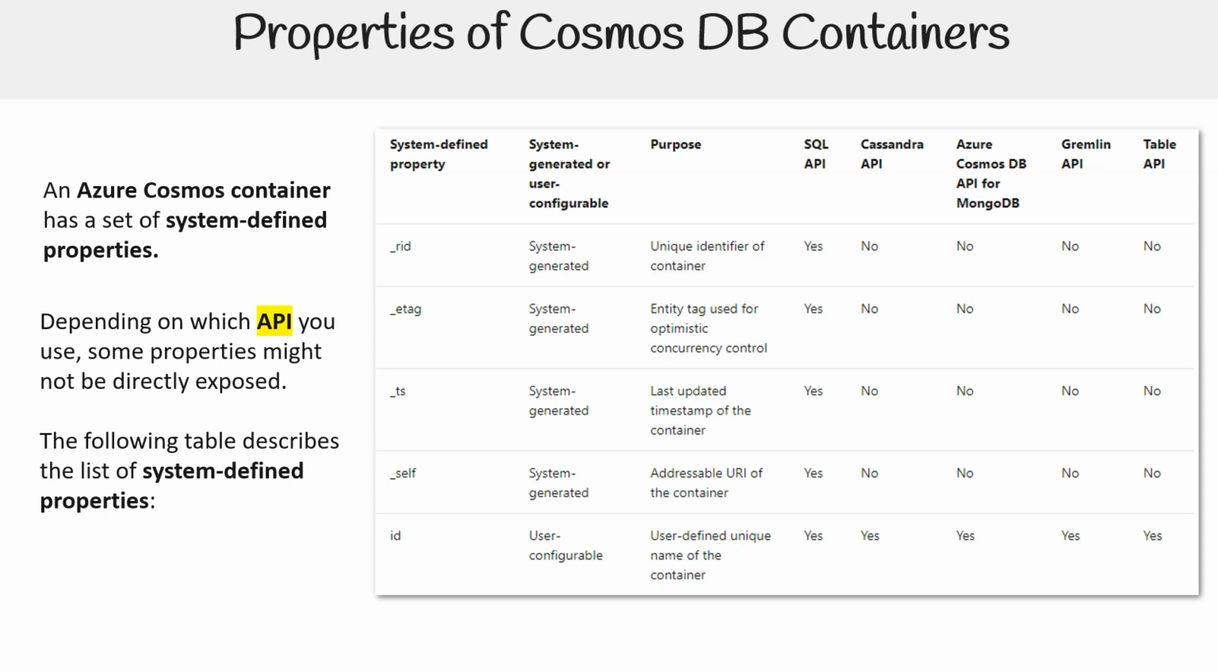Self. Type: system-generated. Purpose: provides an addressable URI of the container. It's essentially a unique reference or link to the container, supported by only the API for NoSQL. ID. Type: user-configurable. Purpose: denotes the name of the container, supported by all the APIs listed. There are many more properties, but we won't be able to list them all here.